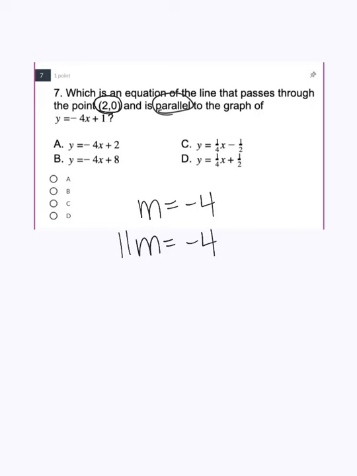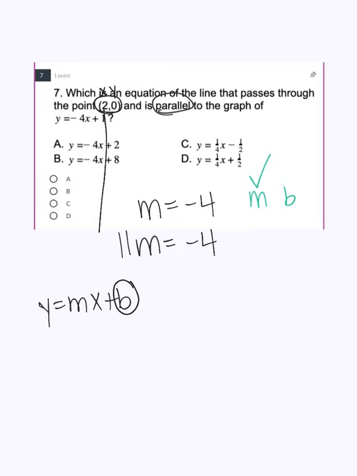So we know we need two things in order to write an equation. We need the m and we need the b. So those are the two things we're trying to find. We found the parallel slope. We now need to find the b, which is our y-intercept. So we're going to use y equals mx plus b, and we're going to solve for b. And we're going to use the point that was given to us, (2, 0).